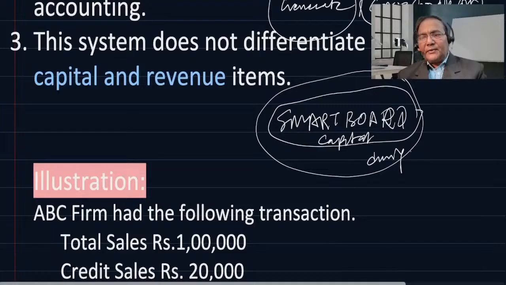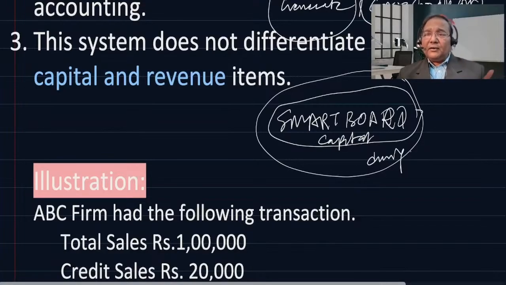Revenue nature expenditure means the expenditure, the benefit of which the business gets within the financial year, which is a maximum of 12 months. Whereas capital nature expenditures are such expenditures, the benefit of which the organization gets for a longer period of time.